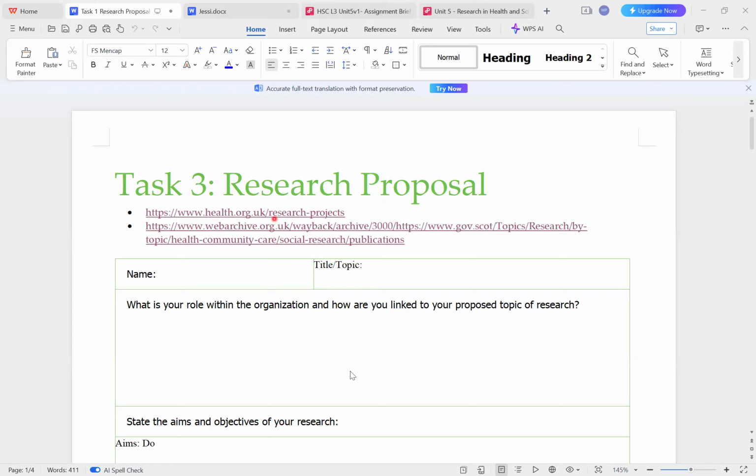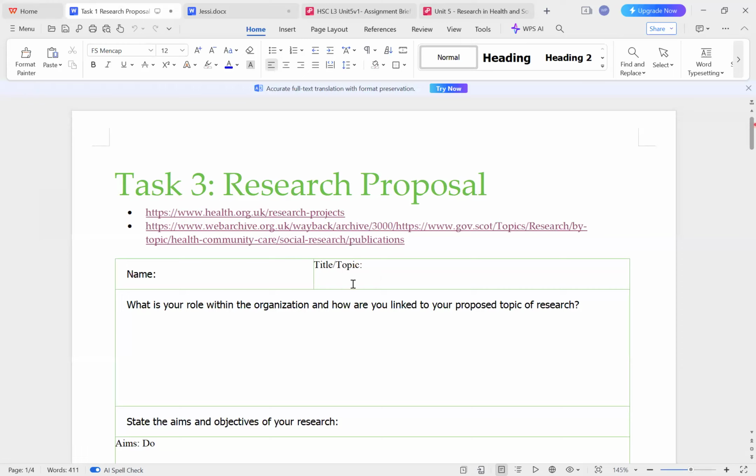I'll just quickly first go through this whole research proposal, and then we can talk about what research topics you could select from. So this is your template for your research proposal. You would want to write your name over here, your title or your topic over here.